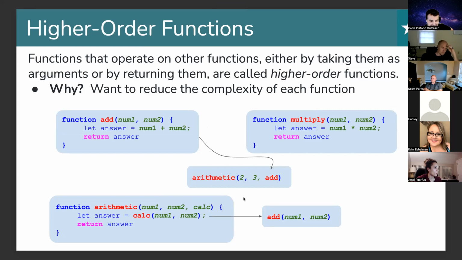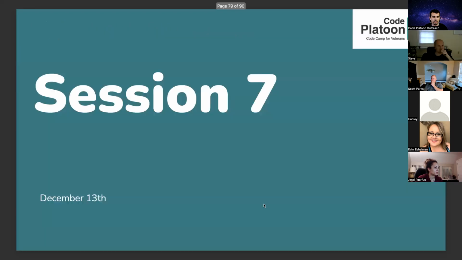Okay, so I'm going to read this slide real quick. Functions that operate on other functions either by taking, we already explained that. So it says why you want to reduce the complexity of these functions. You're going to see some of this, right? Some of these functions being passed in as parameters. They're often called callback functions, but we will get to that in later lessons, I'm pretty sure. And that's pretty much higher order functions in a nutshell.